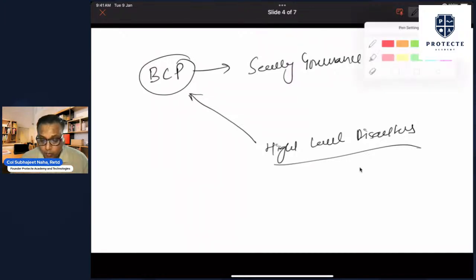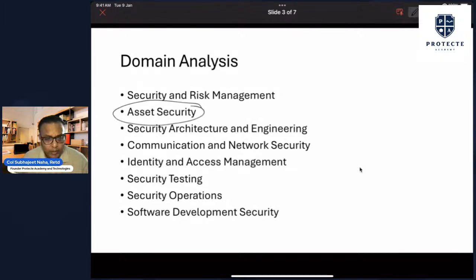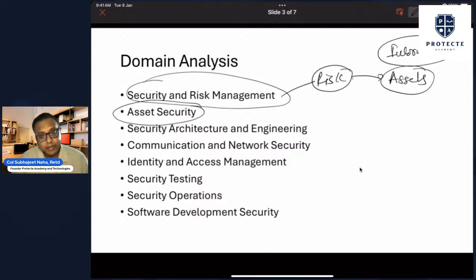Okay. Now, then comes domain 2, asset security. Now, what are you protecting? What did you do risk assessment for? The assets which you hold. What assets? The information assets, right? And today, information is in the form of data.